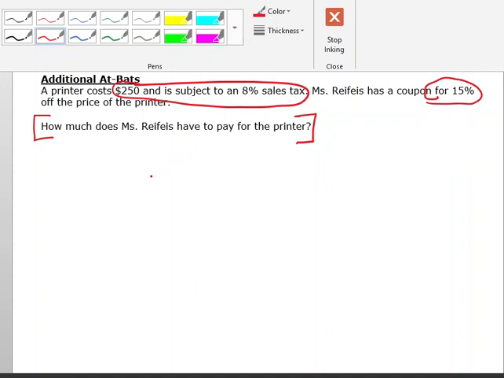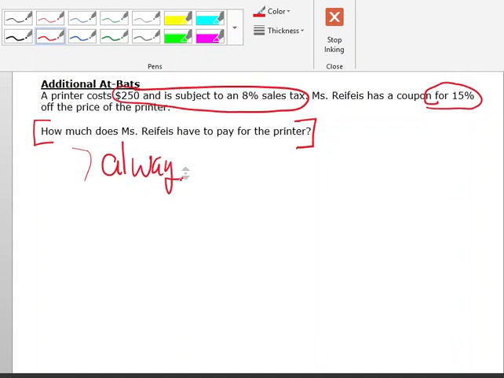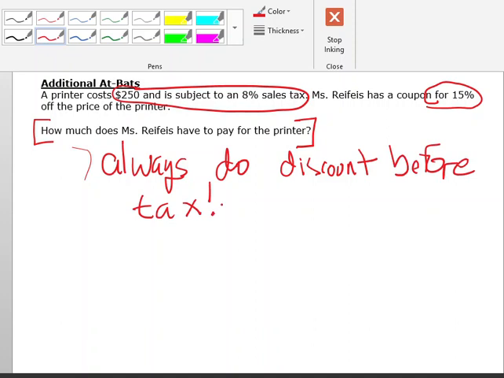So here's the answer. The answer is you always do the discount first. Always do discount before tax. Okay, the reason is you only get taxed on the amount of money you paid. So I have two, so my sort of first, divide this into two.